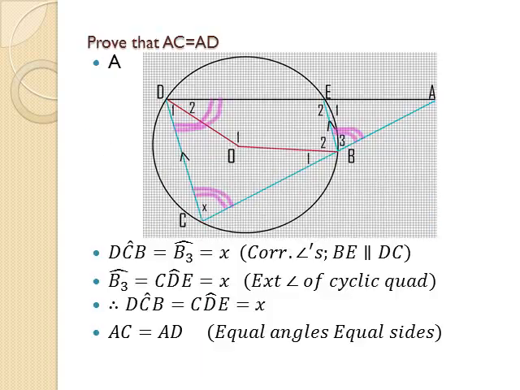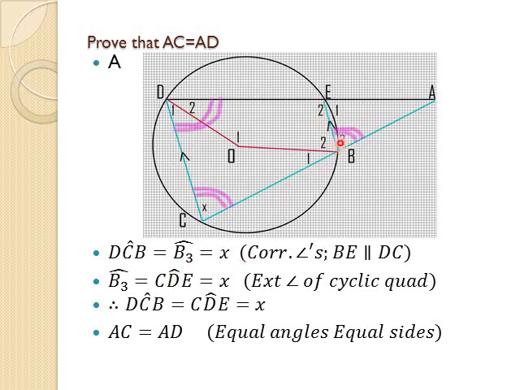Right, so let's look at the solution. First we have to prove that AC, that line in blue, equals AD, the line in black. So I can say DCB equals B3, parallel lines, corresponding angles. See there they form the letter F in blue.